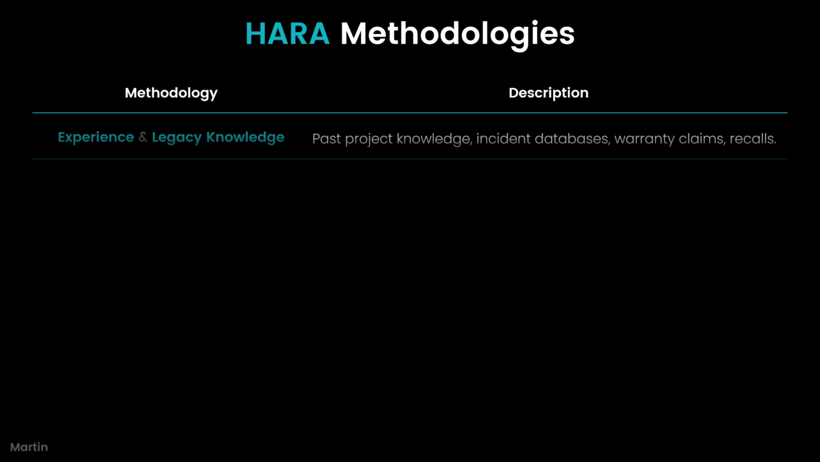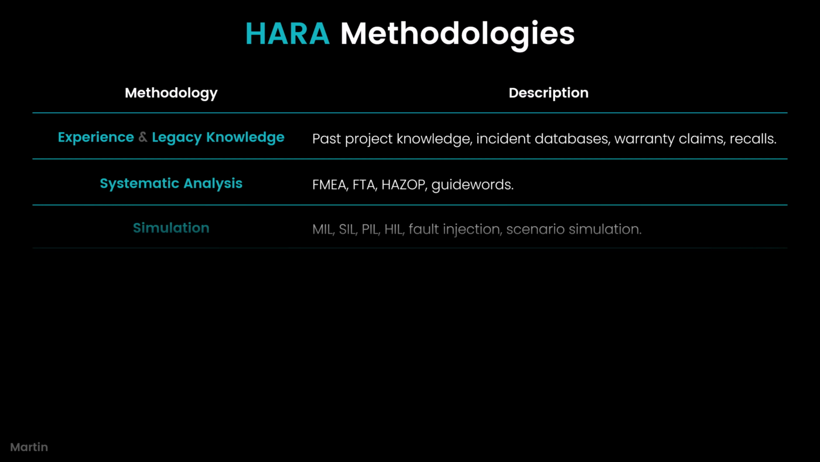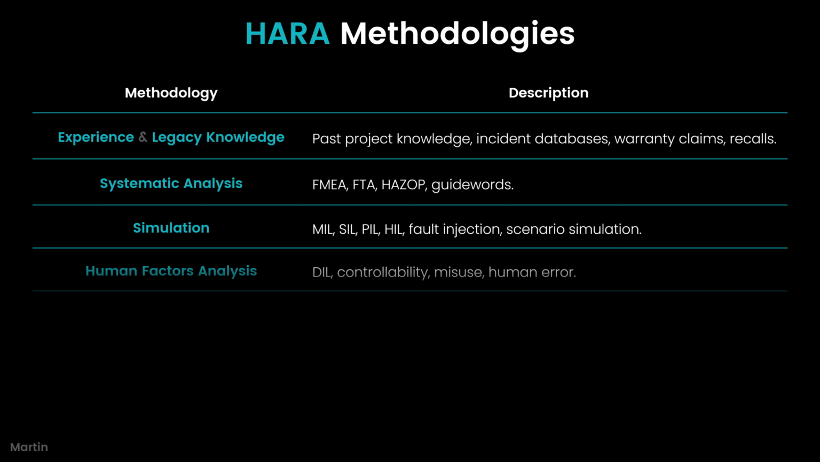Hazard analysis and risk assessment methodologies draw on a range of complementary approaches to ensure comprehensive coverage of potential risks in safety-critical systems. Experience and legacy knowledge leverage lessons learned from past projects and known failure modes, while systematic analysis methods such as FMEA, FTA, and HAZOP provide structured ways to identify hazards. Simulation enables virtual testing of system behaviors under diverse scenarios, including rare and dangerous conditions, while human factors analysis focuses on operator interaction, usability, and error potential.